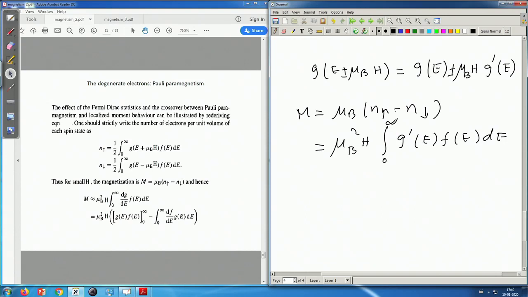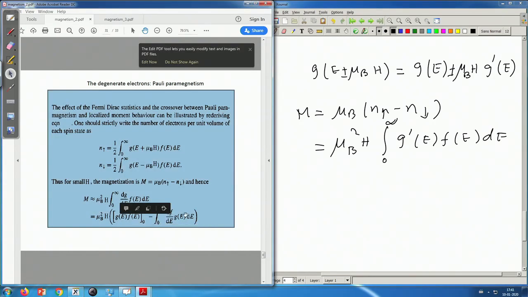Okay. So, this is the result that we have. Now, we just have to evaluate this integral. Remember that I can do an integration by parts, which is shown here. So, let me just use it. Look at this integration by parts.